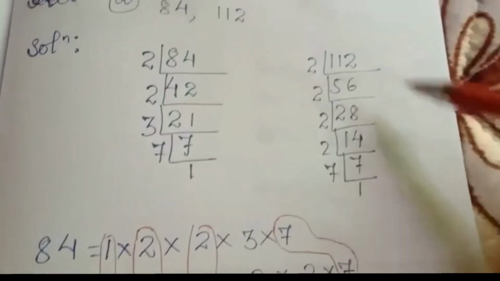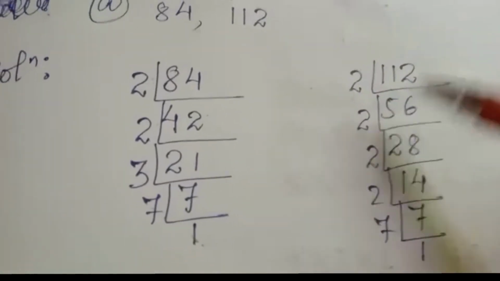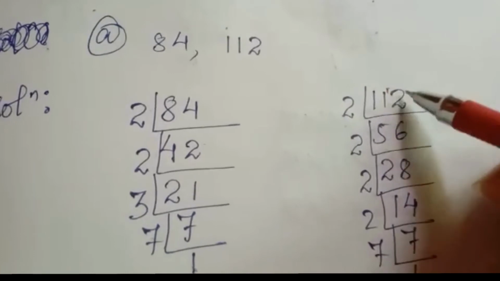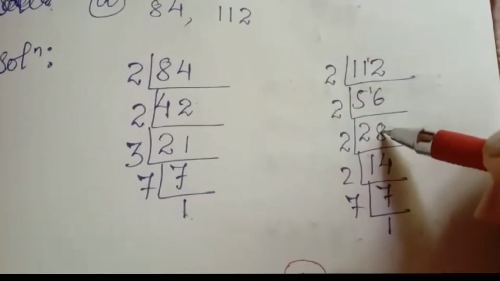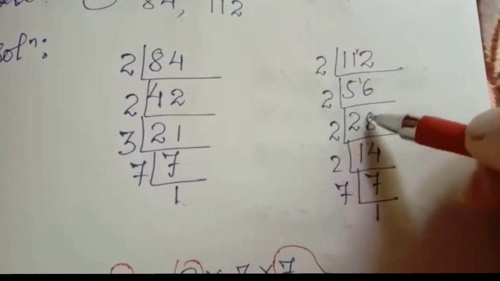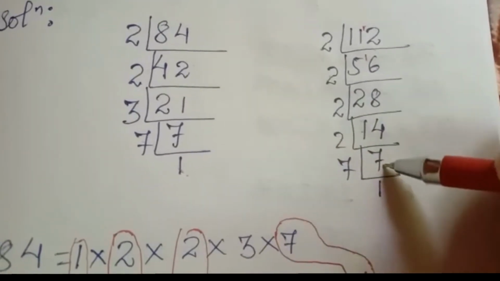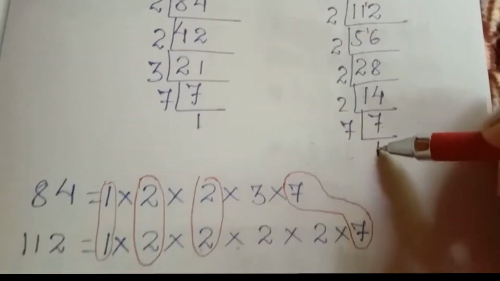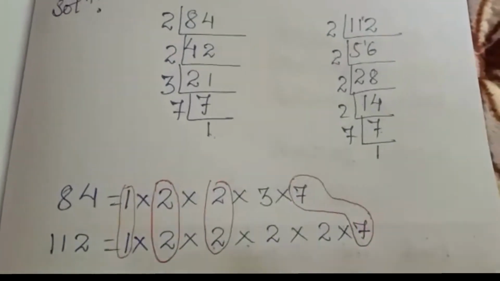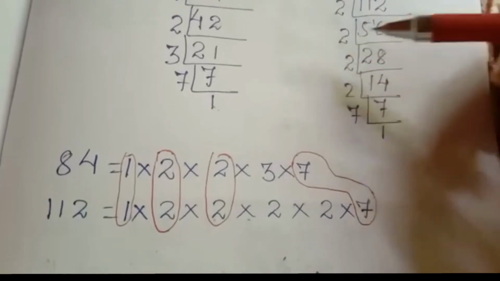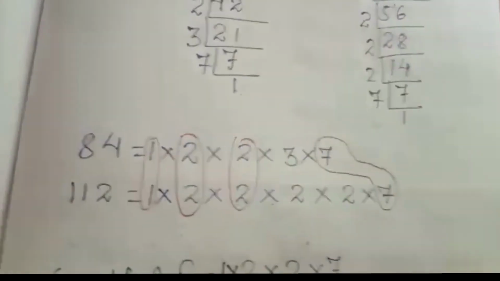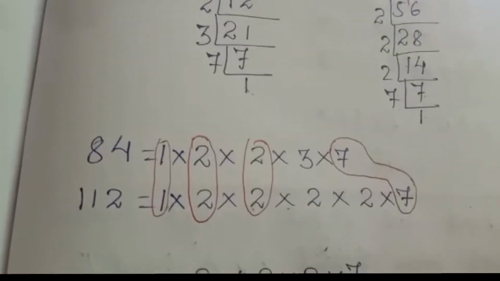Similarly, find the factors of 112. 2 5s are 10, carry 1. 2 6s are 12. 2 2s are 4. 2 8s are 16. 2 1s are 2. 2 4s are 8. 2 7s are 14. 7 1s are 7. Now the factors of 112 are 1 into 2 into 2 into 2 into 2 into 7. So here we will find the common factors.